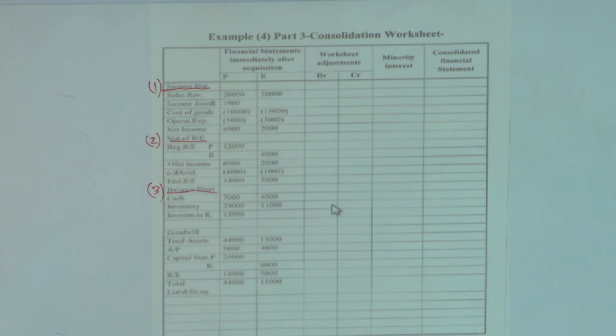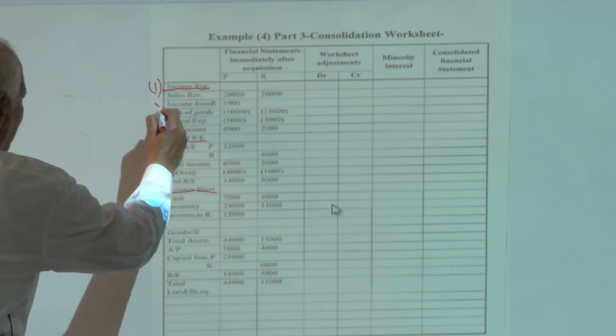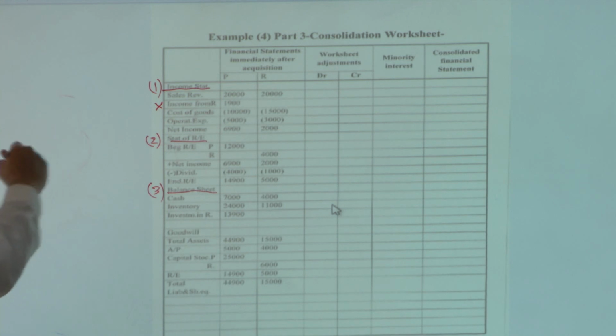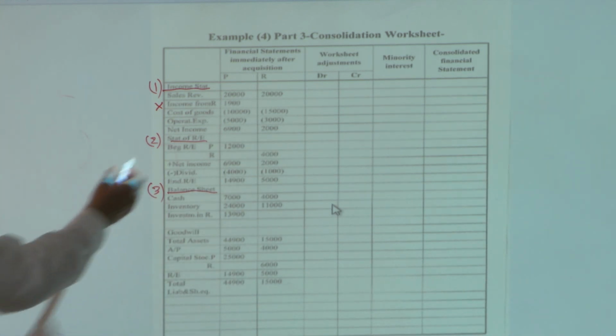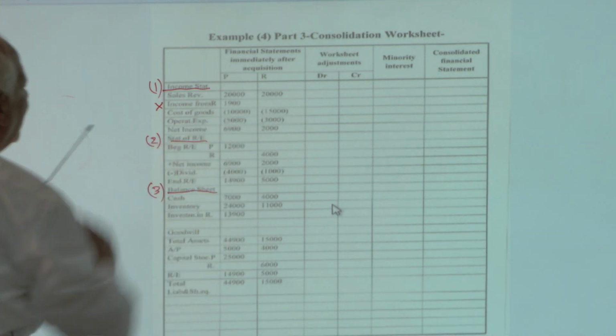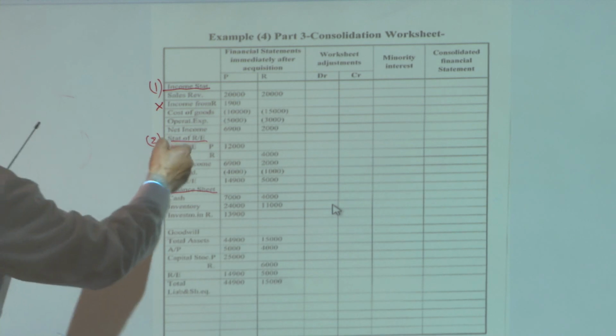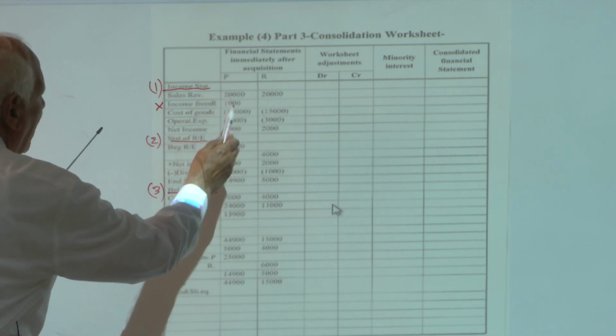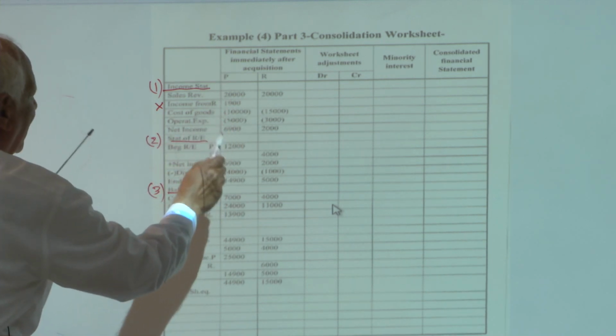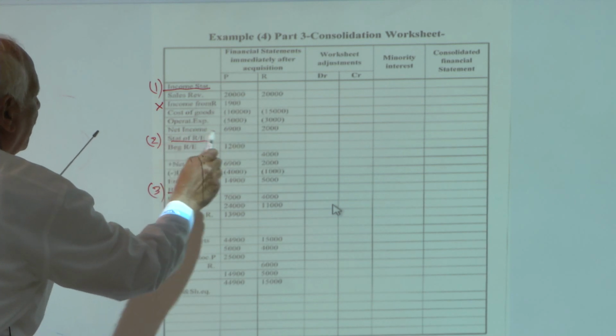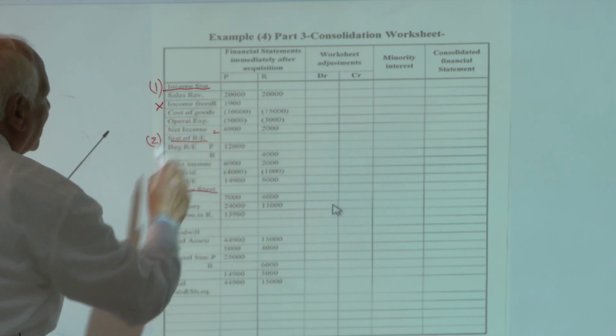Income, you remember this income from R? I put an X here because we're going to eliminate this. Remember, income from R. Cost of goods sold, I put minus. Operating expenses, minus. If you get this one, 20,000 plus 1,900 minus, it gives you net income for B company, 6,900.